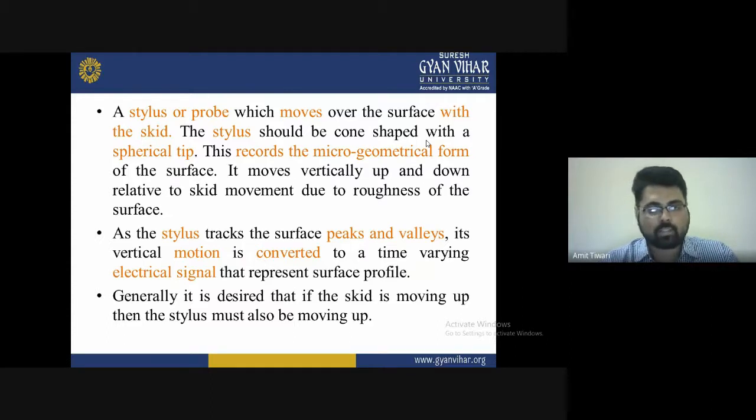As the stylus traces the surface peaks and valleys, its vertical motion is converted to an electrical signal that represents the surface profile. Generally, it is desired that if the skid is moving up, then the stylus must also be moving up. So these all are the conditions obtained for the surface quality, and for maintaining the surface roughness.